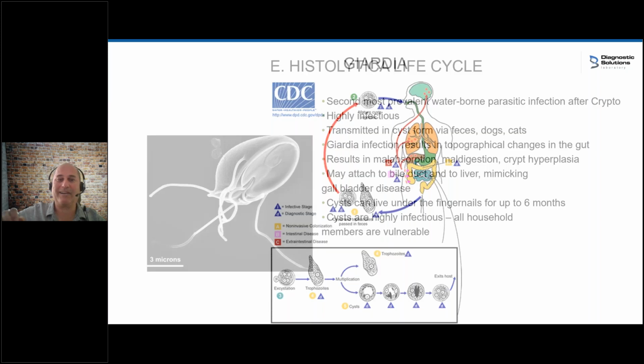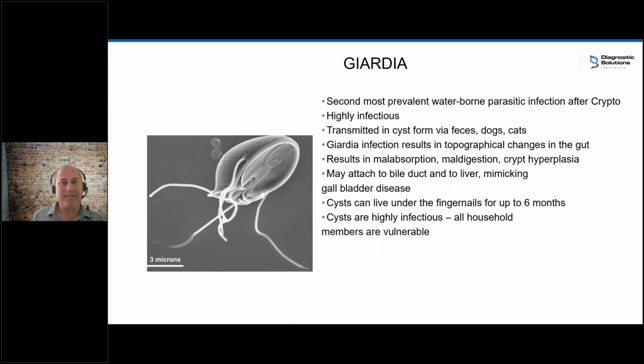And Giardia is the second most prevalent waterborne parasite. If you're practicing in the United States, Giardia is all over the U.S. It's common. You don't have to go anywhere fancy on a vacation to get Giardia, and it's highly infectious. It's easy to get. You can get it from bad food or bad water. You can get it from cats and dogs. I've tested only about 3 veterinarians in my whole practice life, and 2 of them had parasitic infections. One had Giardia and one had Crypto.